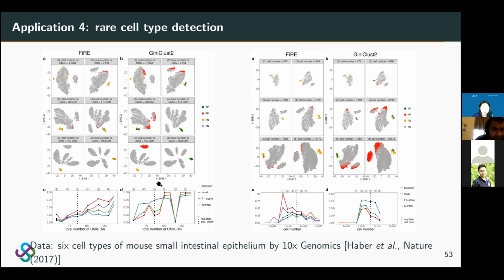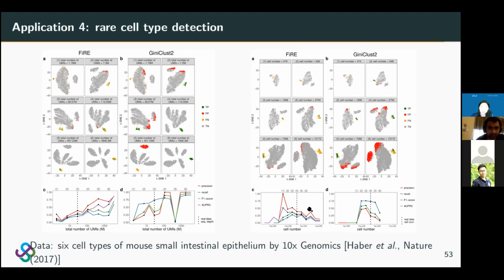While compared to GenieClus2, FIRE is more robust. We don't see this weird trend. And also, we can see that right here, FIRE can work for a cell number very big, while GenieClus2 cannot, because again, it's limited by its clustering property. If the clustering cannot be performed when cells are too many, then it cannot detect the rare cell type.